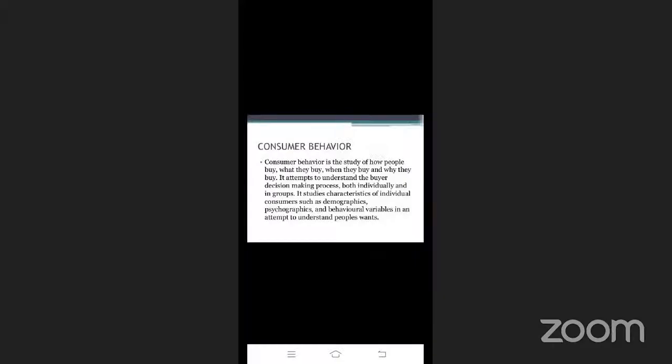Now you have an idea about what market segmentation is. The next topic is consumer behavior. We are done with market segmentation, and now we are moving to consumer behavior. Consumer behavior is the study of how people buy, what they buy, when they buy, and why they buy. Consumer behavior attempts to understand the buyer decision-making process.